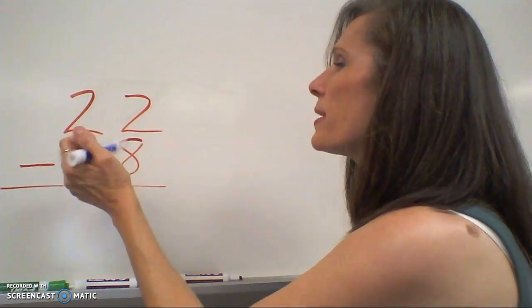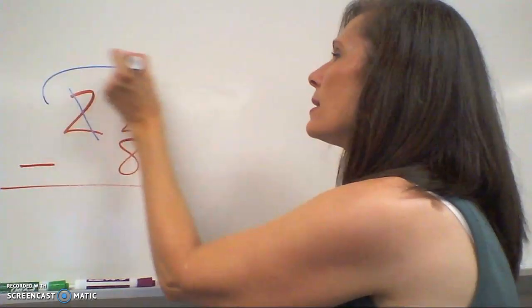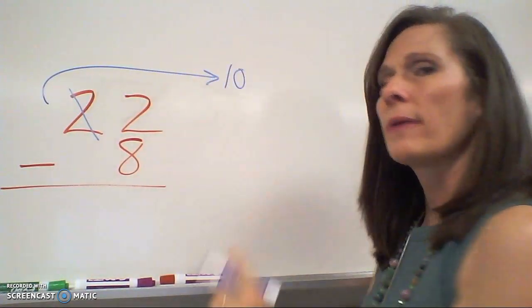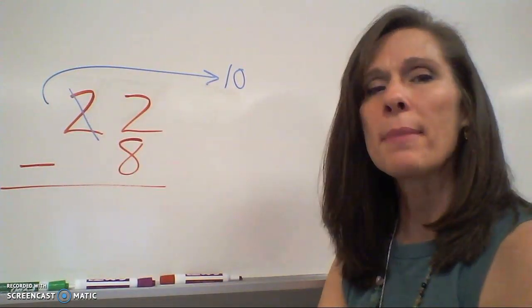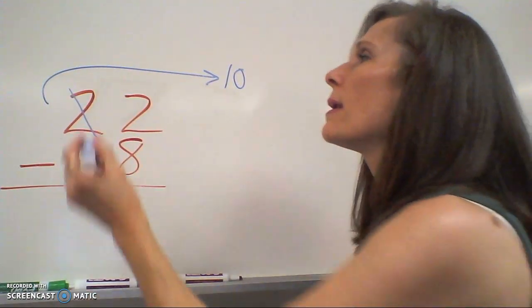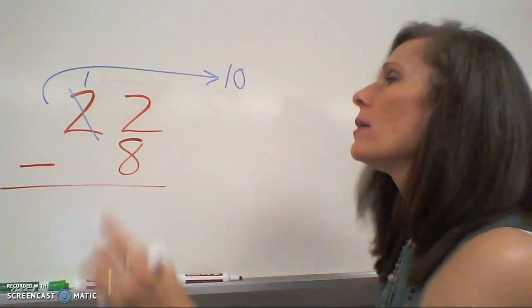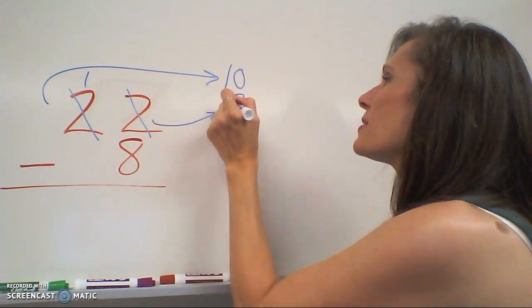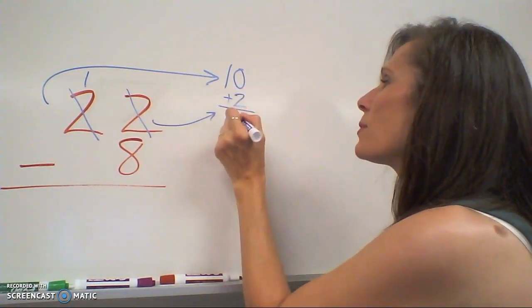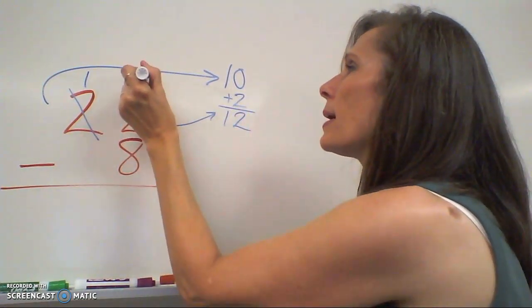The 2 is going to ask the 2 next door for a set of 10. So this 2 says, here is your set of 10, right? And the 2 just gave up a set of 10, so now that means that 2 becomes a number 1. Which number asked for a set of 10? Well, this number 2 did. So this 2 gets together with the set of 10, and 10 plus 2 equals 12. So now this 2 becomes a 12.